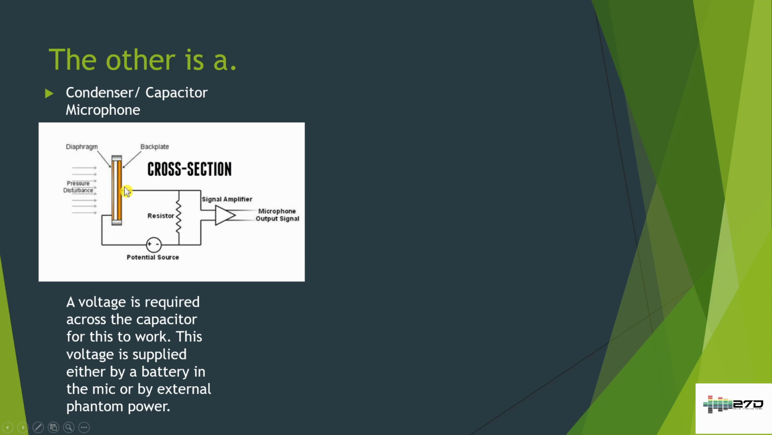Now, the way a capacitor works is there's a voltage required across the capacitor for this to work. This voltage is supplied by either a battery, built into or added into the microphone like a C1000, or by an external phantom power supply. So we need to make sure that if we're going to buy a capacitor mic or a condenser mic, that we have phantom power on our mixing desk or whatever we're going to plug it into.